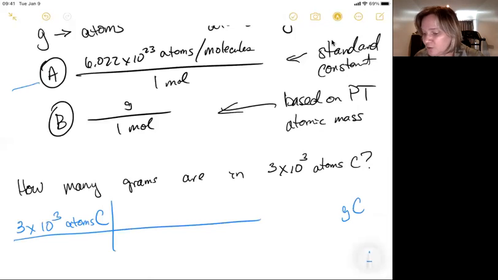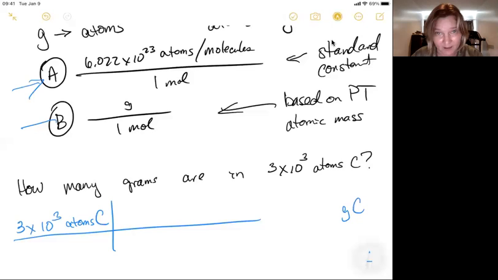Now, you look at your two conversion factors. You have atoms, you need grams. There is no one conversion factor that will get you straight from atoms to grams. So you say, okay, I have atoms, I don't want atoms. What can I change atoms into that gets me closer to grams? You should look at A and say, hey, A has atoms. So I can put A in as my first conversion factor. Getting rid of atoms puts me one step closer to getting to grams.